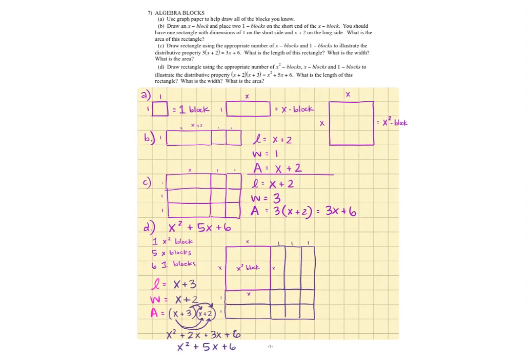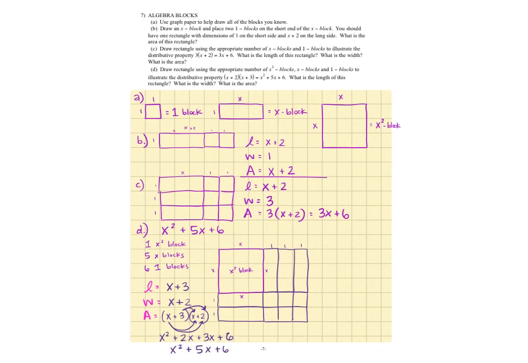All right, so part D says draw a rectangle using the appropriate number of x squared blocks. Remember, that's one that has the dimensions x times x, x blocks, which have the dimensions x times 1, and 1 blocks, which would be 1 by 1, to illustrate the distributive property that x plus 2 times x plus 3 equals x squared plus 5x plus 6. What is the length of the rectangle? What is the width? What is the area?